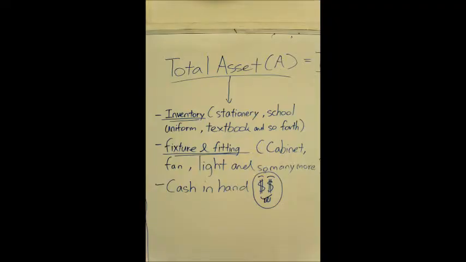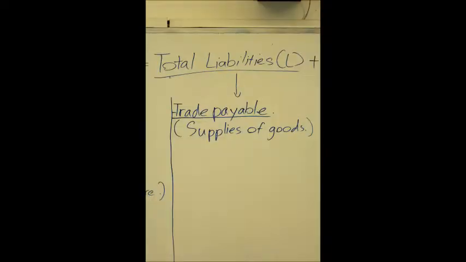The assets of the bookshop are inventory such as stationery, school uniforms, and textbooks, basic fixtures and fittings such as cabinets, fans, lights, and many more, and cash in hand for the cash register. The liabilities of the bookshop are trade payables, for example, the supply of goods.